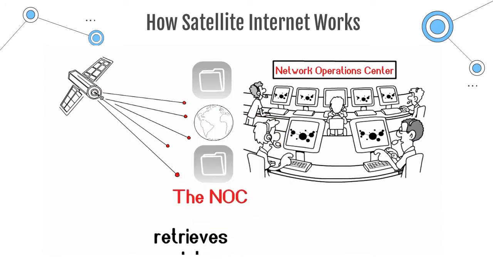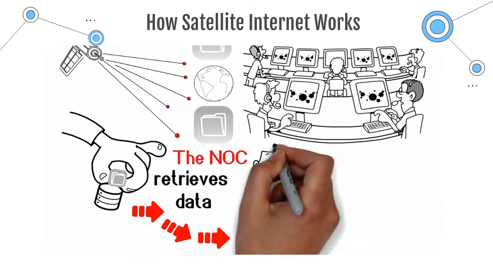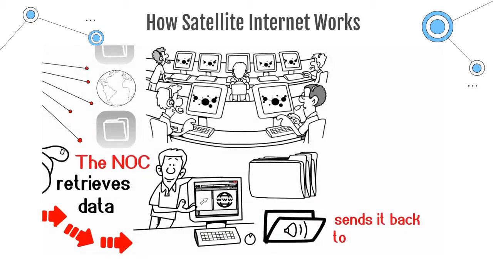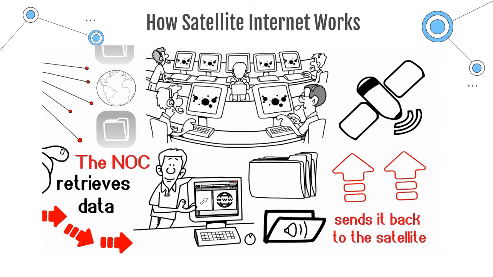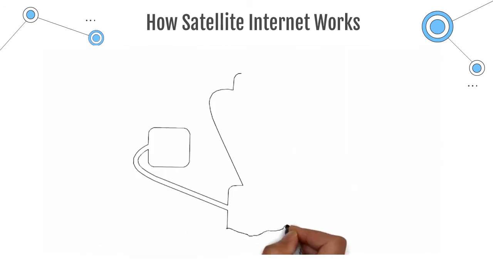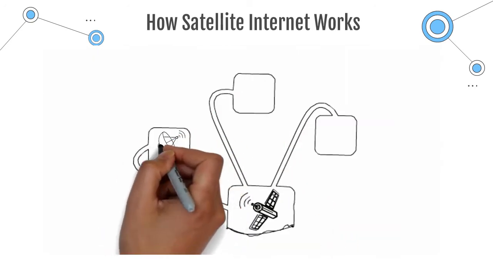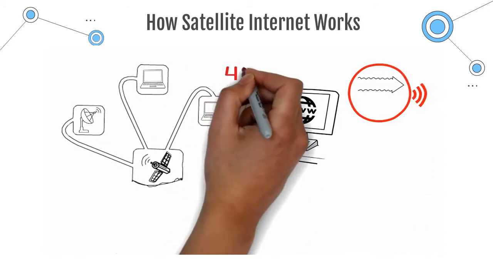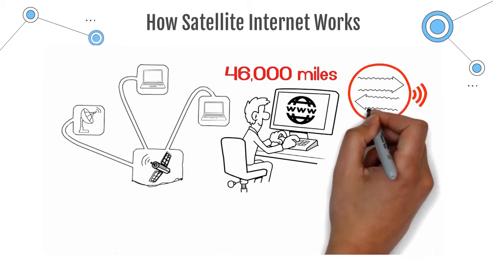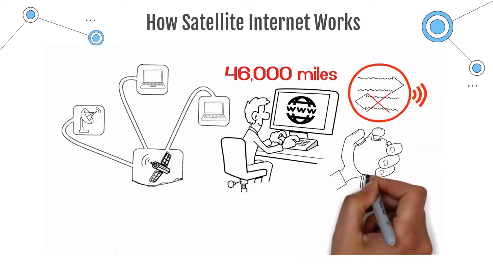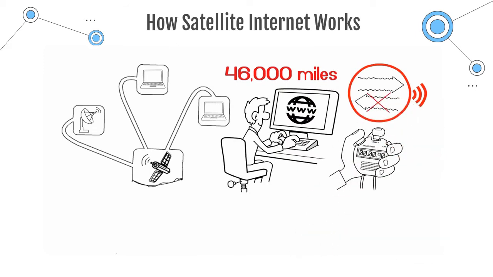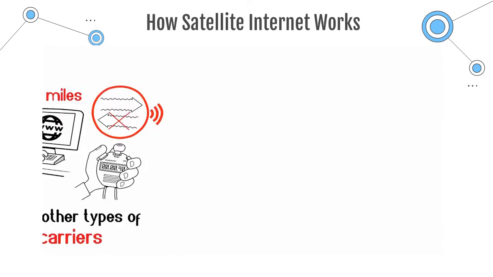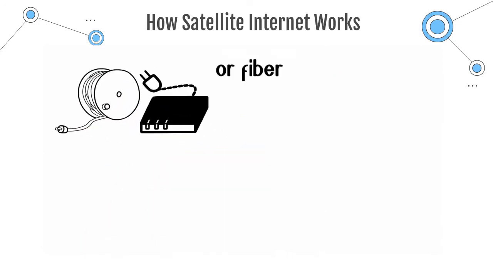The NOC retrieves data needed for your request, a web page, document, audio file, and sends it back to the satellite. The whole process works in reverse. The satellite sends data to your dish, which then goes to your device. Your web request will travel more than 46,000 miles before it returns. All this takes a fraction of a second. It's not unlike the process of getting internet from other types of carriers, such as cable, DSL, or fiber.